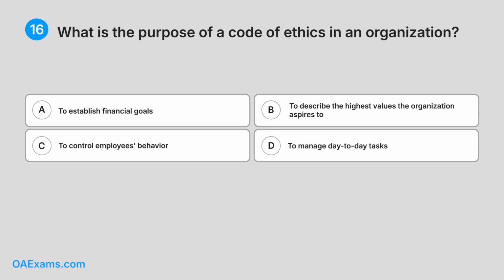16. What is the purpose of a code of ethics in an organization? A. To establish financial goals. B. To describe the highest values the organization aspires to. C. To control employees' behavior. D. To manage day-to-day tasks. What do you think is the answer?